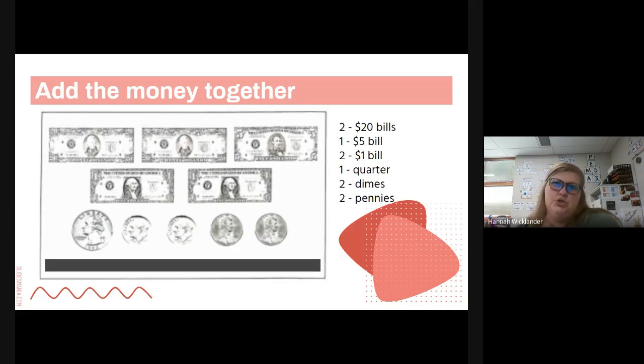All right, so two $20 bills is 40. 40 plus 5 is 45. 45 plus $1 is 46. 46 plus another $1 is 47. So I have 47 to the left of the decimal place. Now I'm going to add up all my coins to get to the right of the decimal place.